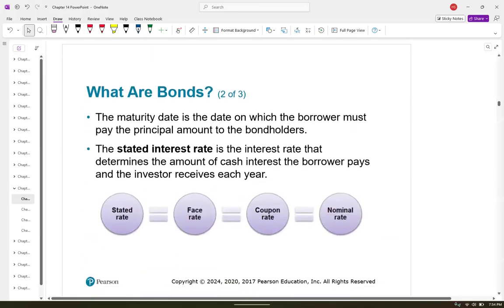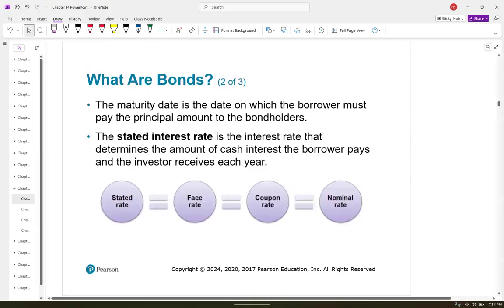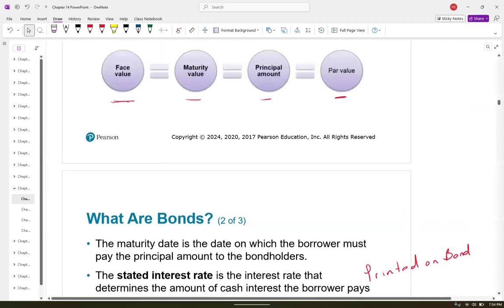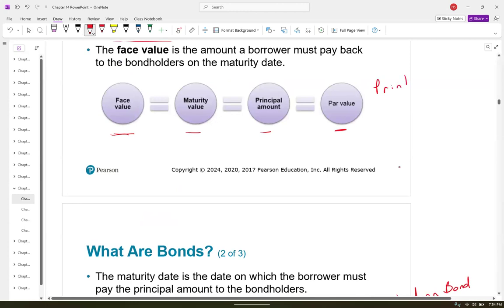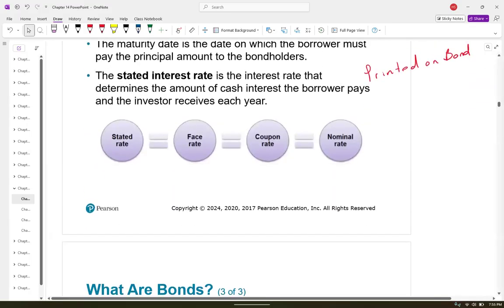Okay. So I like how they're doing this. They're giving us all these different terms that mean the same thing, and I love it because I always try to put that in there because sometimes your homework might ask you for a stated rate, and then you might see where it says face rate. Okay, so stated rate, this is printed on the bond. Okay. You could also even go back on that principal par value. This is printed on the bond. Okay. Stated rate. That is what they call it.